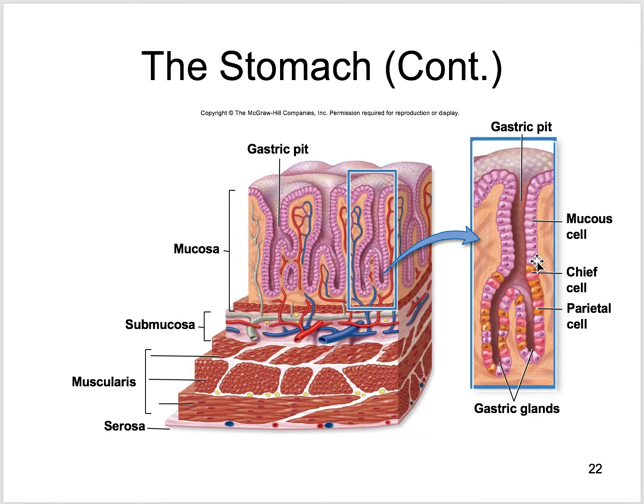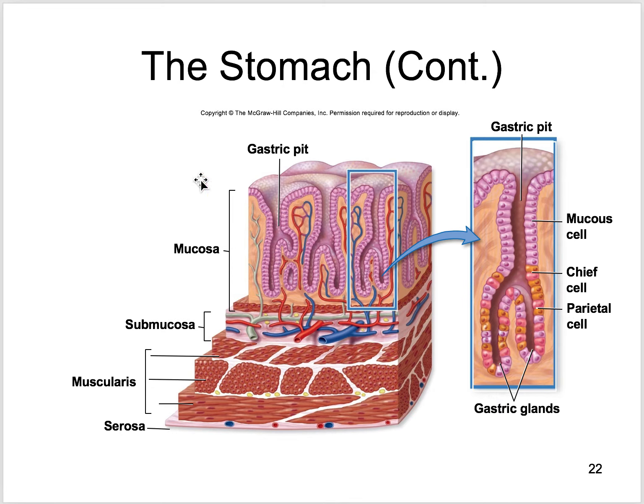Now the cells, which are these purple things here, that line the gastric pits are either mucus cells that produce mucus to protect the stomach, or they're chief cells, which make pepsinogen, which becomes pepsin, or they're parietal cells, which make hydrochloric acid. And there are a couple of other types of gastric cells that produce digestive hormones that we won't get too much into.